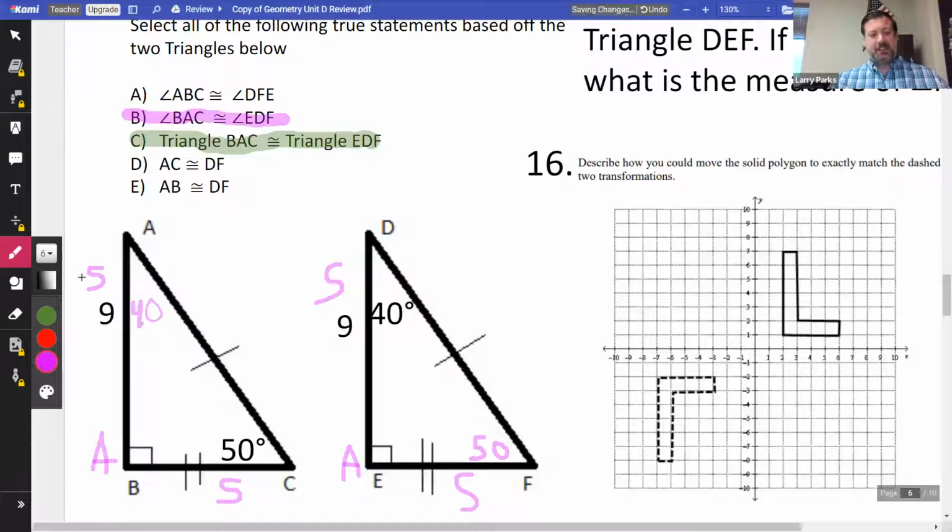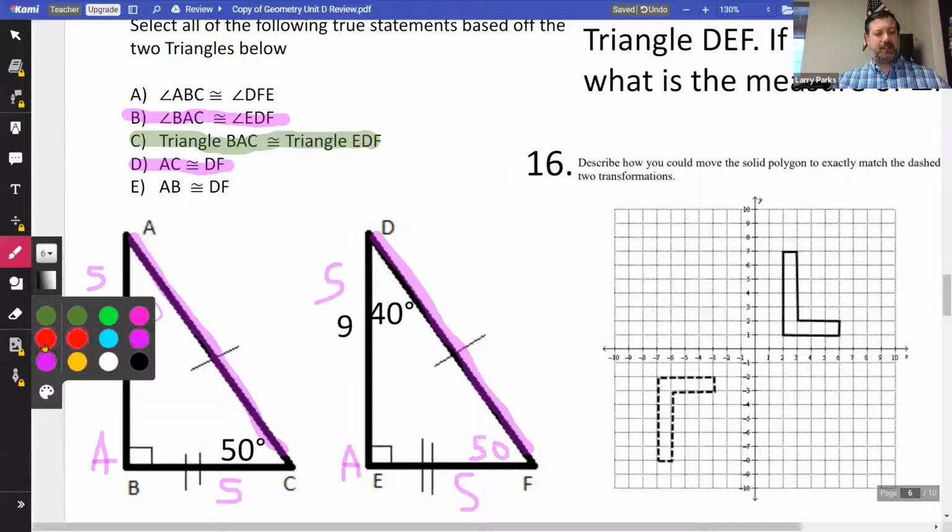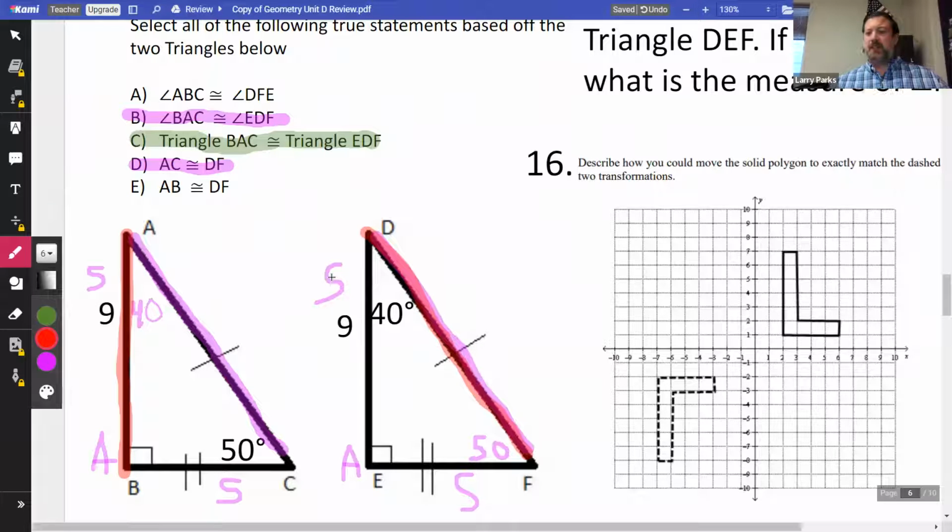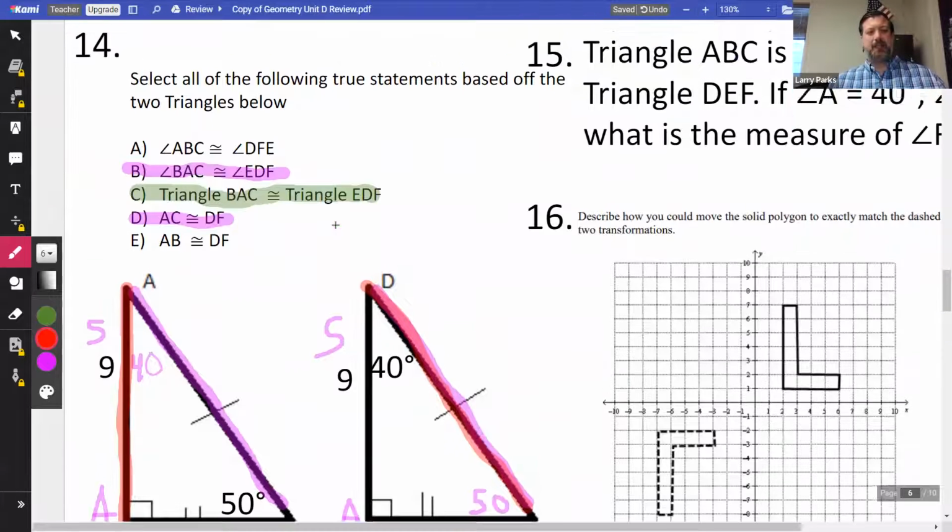AC is congruent to DF. Would that be congruent to that? So is this congruent to this? Yes, they have the congruency symbol. And is AB congruent to DF? No. Okay, so the only answers that are correct are B, C, and D.